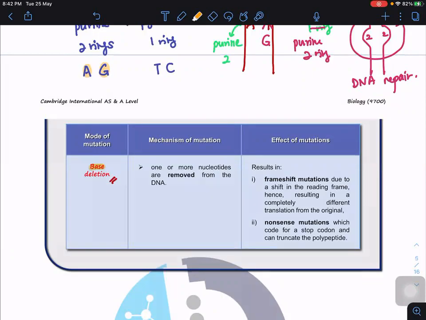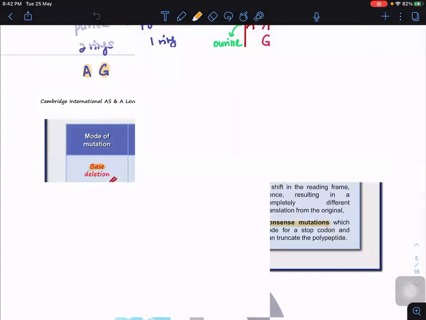Okay, base deletion, same thing. One or more nucleotides are removed from the DNA. So again, it can result in frame shift mutations and also nonsense mutations.